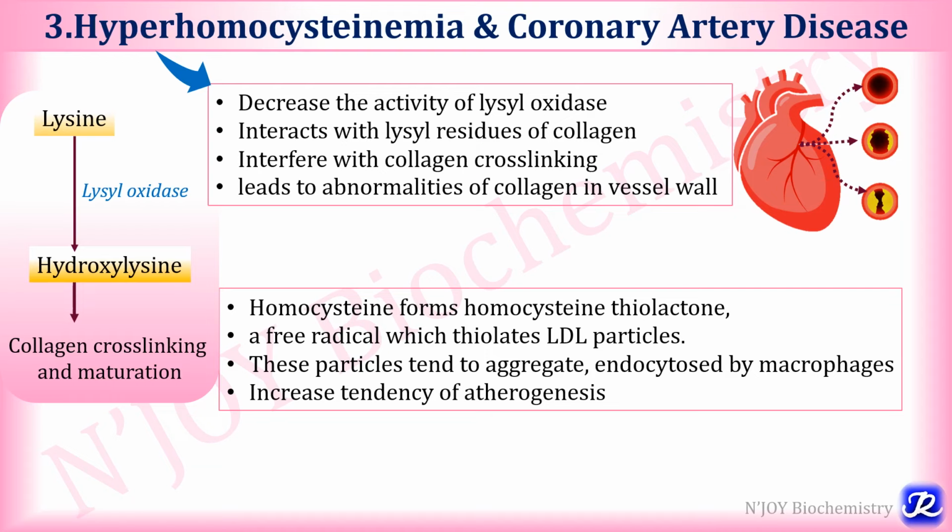The second mechanism is that homocysteine forms homocysteine thiolactone, which is a free radical which thiolates the LDL particle. These particles tend to aggregate and are endocytosed by the macrophages, and that's how it leads to an increased tendency of atherogenesis. So in turn we can say that an increased homocysteine level will increase the chances of atherogenesis or atherosclerosis, which in turn can develop coronary artery disease.